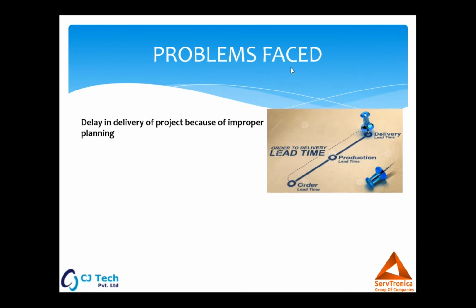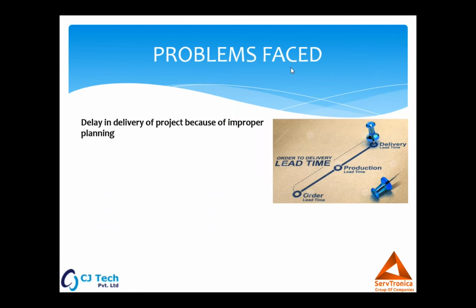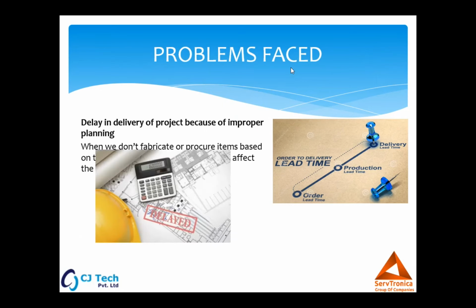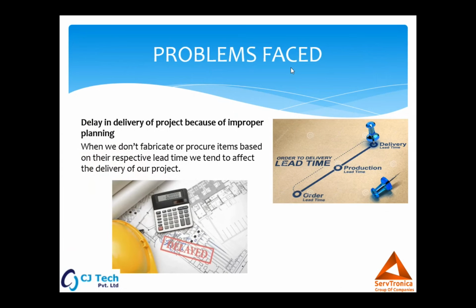Next is the delay in delivery of projects because of wrong planning. Every project has its own specific delivery time, right? If I get an order today for a machine, I'm supposed to deliver it in, let's say, 3 months or 4 months. If I do not plan with respect to the lead time of the manufacturing components or the purchase lead time, most of the time my project gets delayed, right?